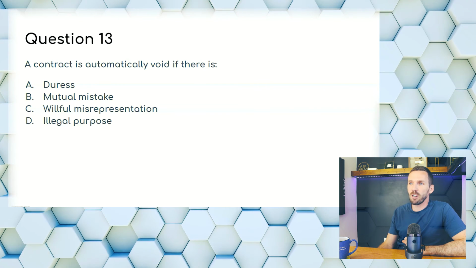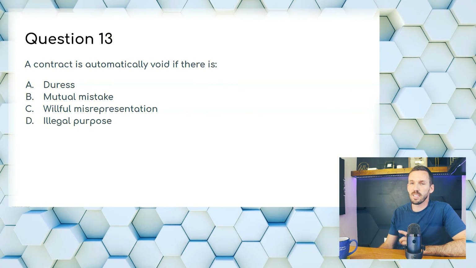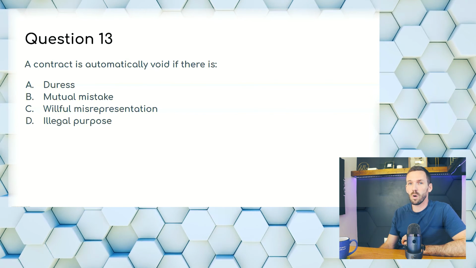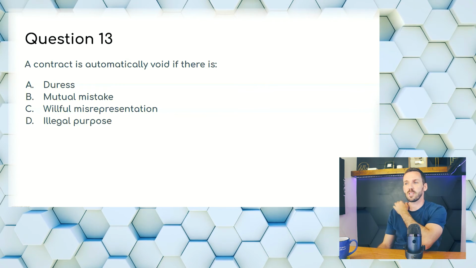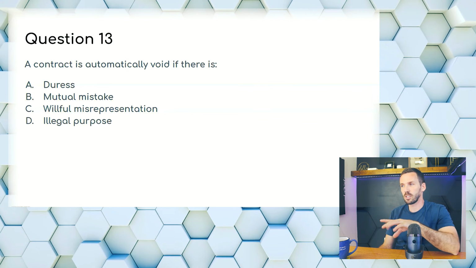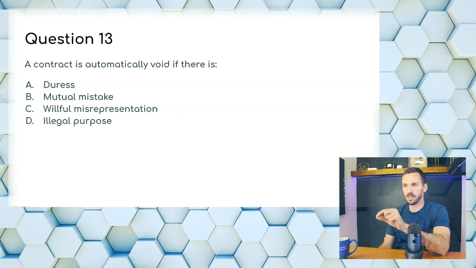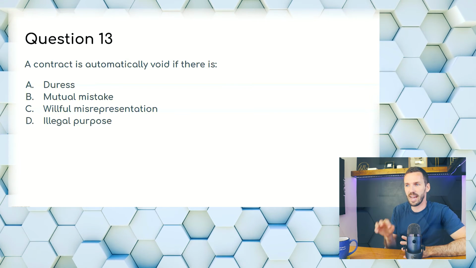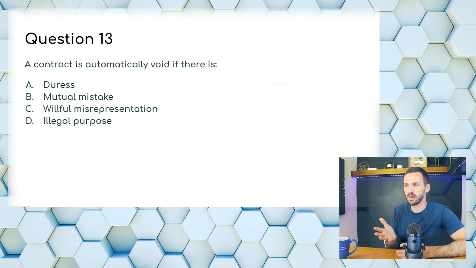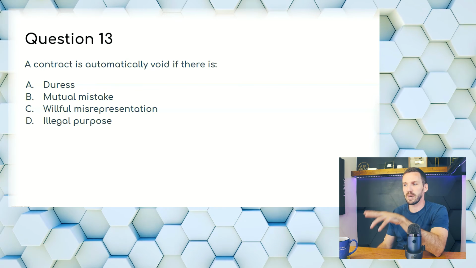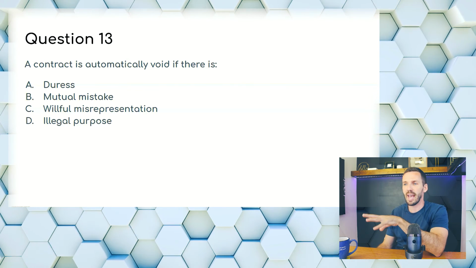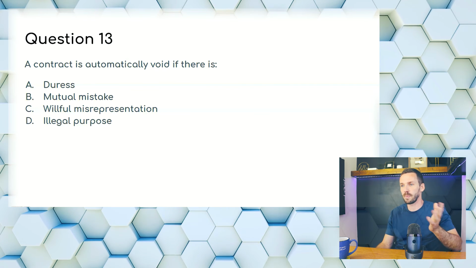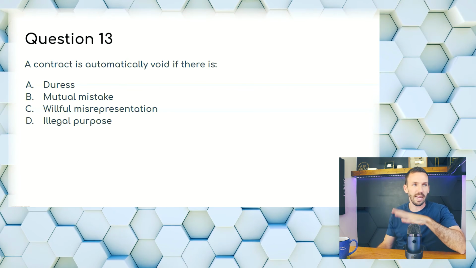Question 13. A contract is automatically voided if there is duress, mutual mistake, willful misrepresentation, or illegal purpose. So this one has two options that may be close here, duress and the illegal purpose. The question is stating that there is a contract in place already though, and in that case, duress does not necessarily matter. Either way though, illegal purpose should be an extremely obvious choice here. You can't have a legal contract on a cocaine business. Again, nobody's going to enforce that. It's illegal. Answer here is D.